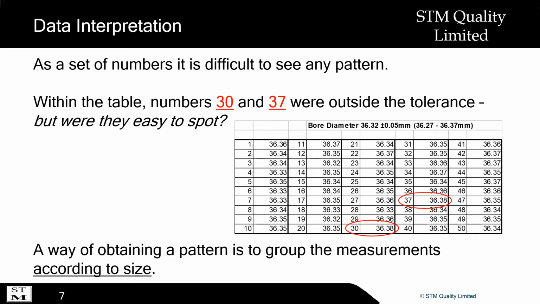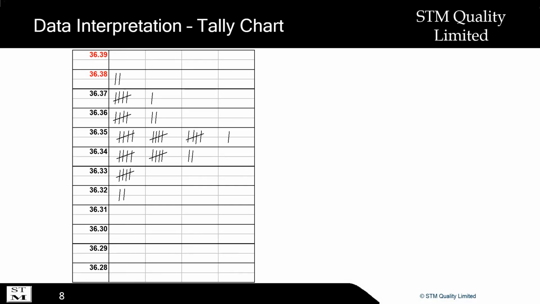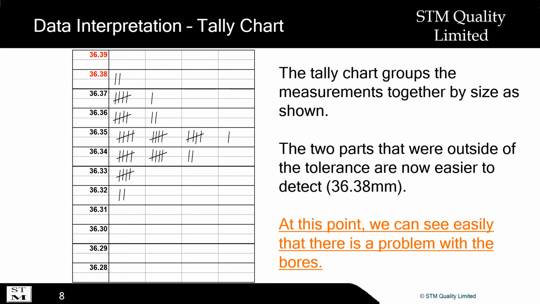A way of obtaining a pattern is to group the measurements according to size. So let's draw a tally chart. The tally chart groups the measurements together by size as shown. The two parts that were outside the tolerance are now easier to detect. We can see two results at 36.38 millimeters. At this point, we can see easily that there is a problem with the bores.